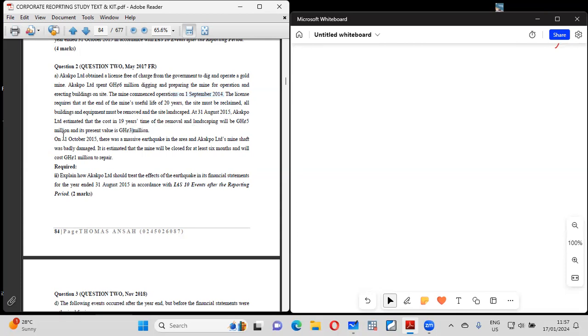This thing is more of a PP. You remember, present value of future dismantling cost. So that is what you do. Going forward, what you do is the unwinding that is in between.